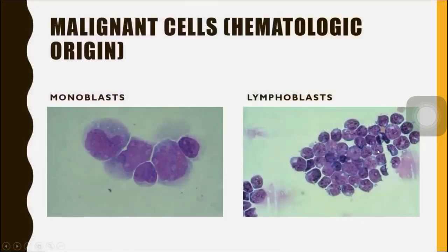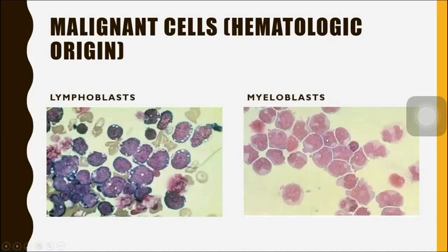Next, we have the malignant cells. First, malignant cells of hematologic origin. It is important because this signifies that the patient has a serious complication of acute leukemia. If present in the CSF, it means that the leukemia of the patient has metastasized. This includes monoblast, lymphoblast, and myeloblast.